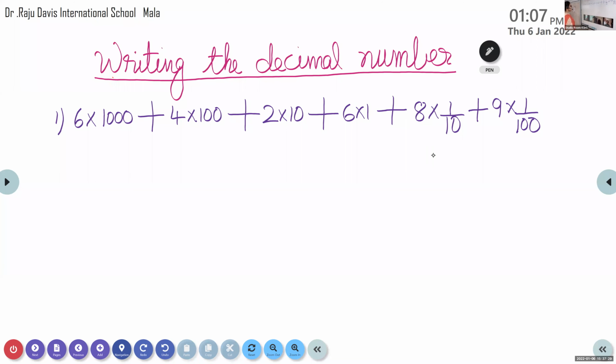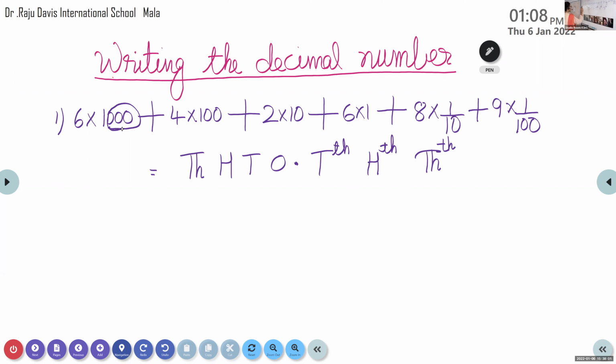What you have to do here is write the places first. A decimal point, and before the decimal point, ones, tens, hundreds, and thousands. Then after the decimal point, tenth, hundredth, thousandth. Okay, then check the first number.